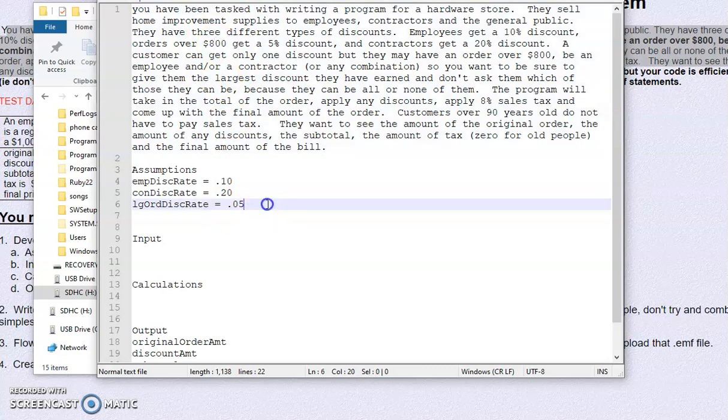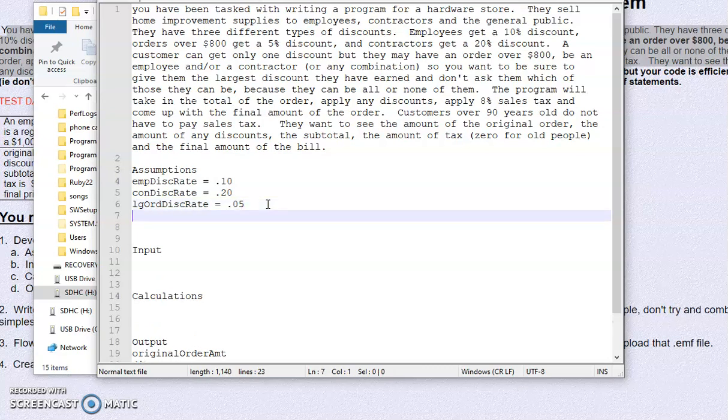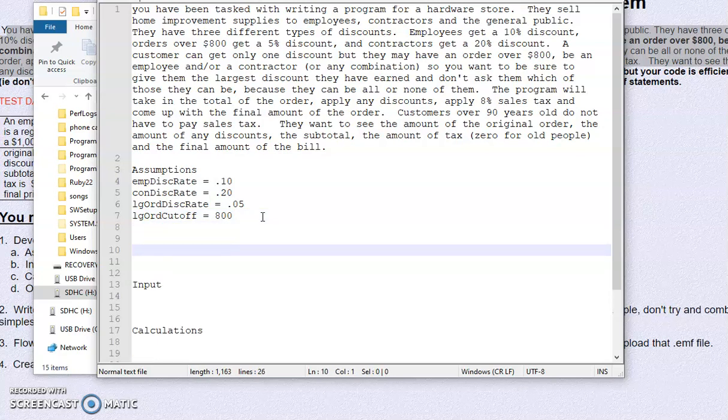You see there's an 800. That's what makes this a large order. So we'll call that LG ORD cutoff, and that equals 800. We don't put the 800 in the name because if they change it to 1,000, the person looking at your code will have no idea where that 800 came from. So if they wanted to change it to 1,000, it's very easy for us to do. All we have to do is change it here, and the rest of our code works. But it's kind of crazy if you do 800 cutoff or 800 disc rate, and then they change it to 1,000. It just doesn't make any sense. So we want to keep it generic with our names.